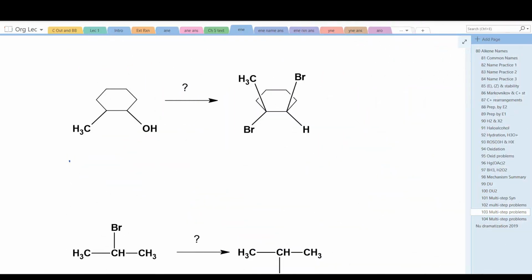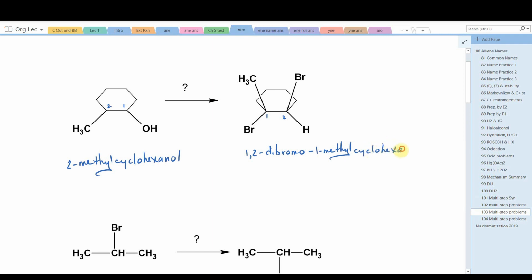Page 103. Here we're going to convert 2-methylcyclohexanol into 1,2-dibromo-1-methylcyclohexane. Notice that the stereochemistry is shown. The higher priority groups are on the opposite side of the ring. This will be E, 1,2-dibromo-1-methylcyclohexane.